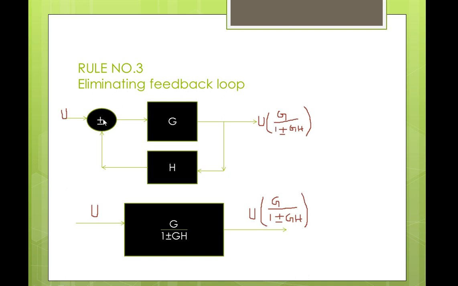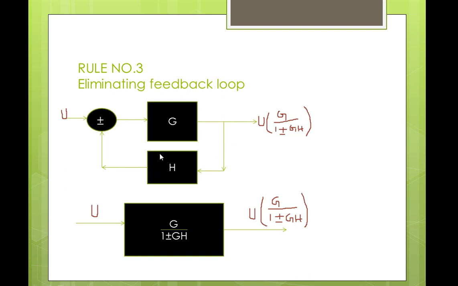The forward path is the path from input to output. So this is the path from input to output. Here the forward path gain is G by 1 minus individual loop gains, or 1 plus individual loop gains. Here the loop is G and H. A loop is nothing but a closed path. So here G and H is the loop.